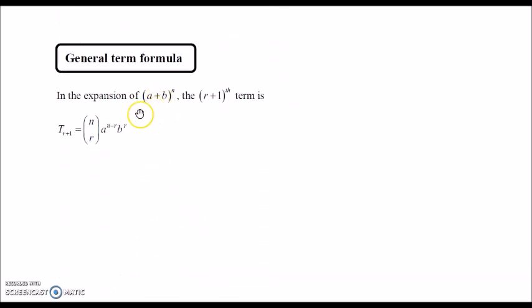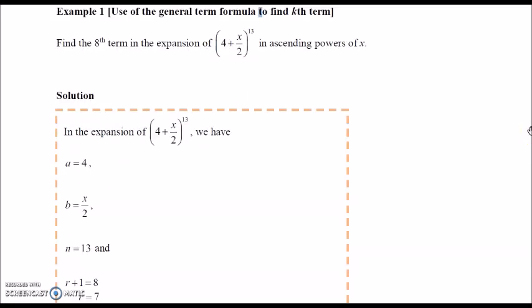So in the expansion of power n of a plus b, the r plus 1th term is this. Okay? So in this session, we will be looking at 4 examples on how we can actually use general term formula. So let us begin with our first example where we are going to use the general term formula to find the kth term. Okay, so in this question, we are supposed to find the 8th term in this expansion.